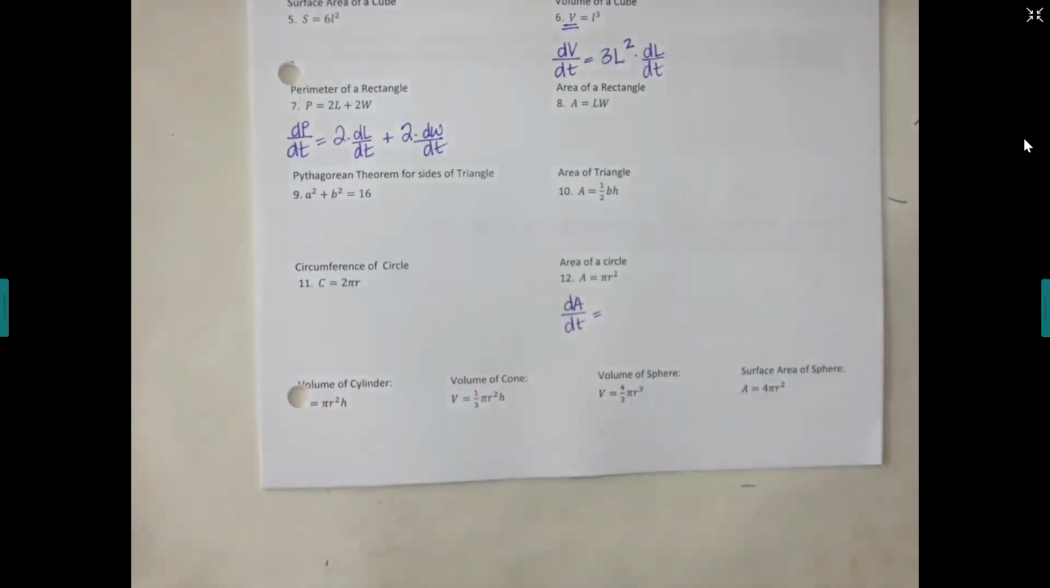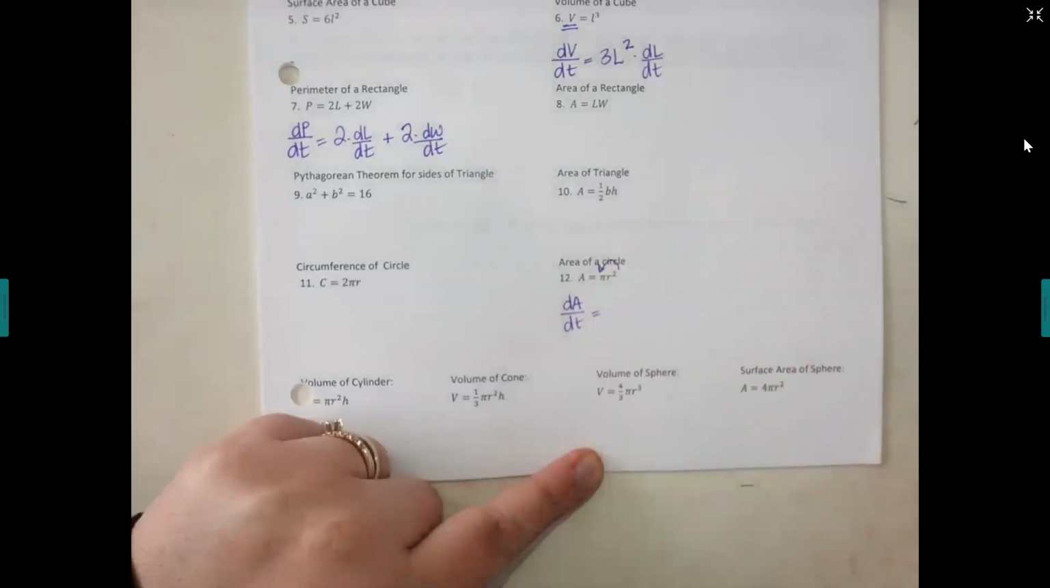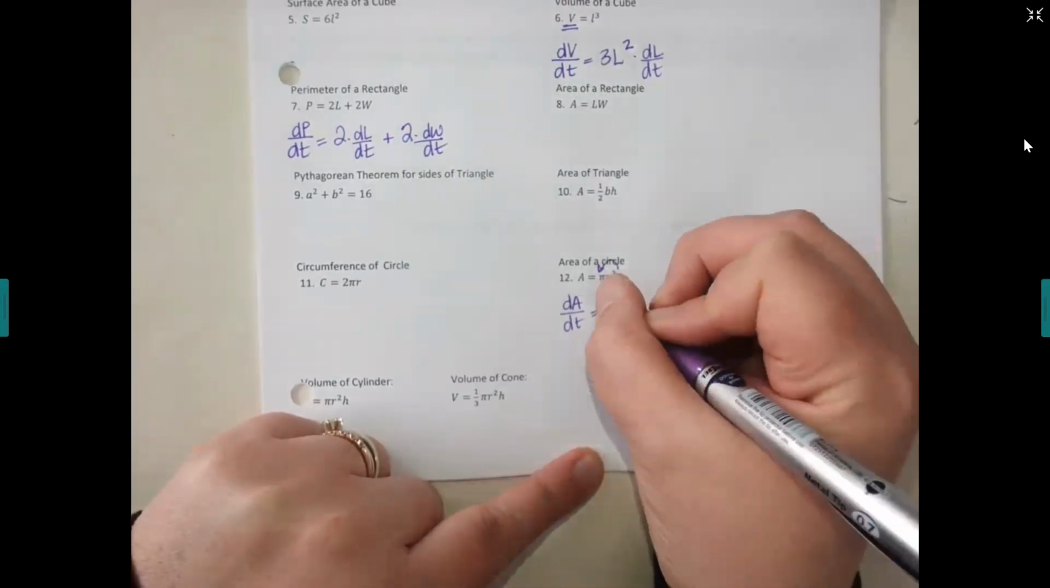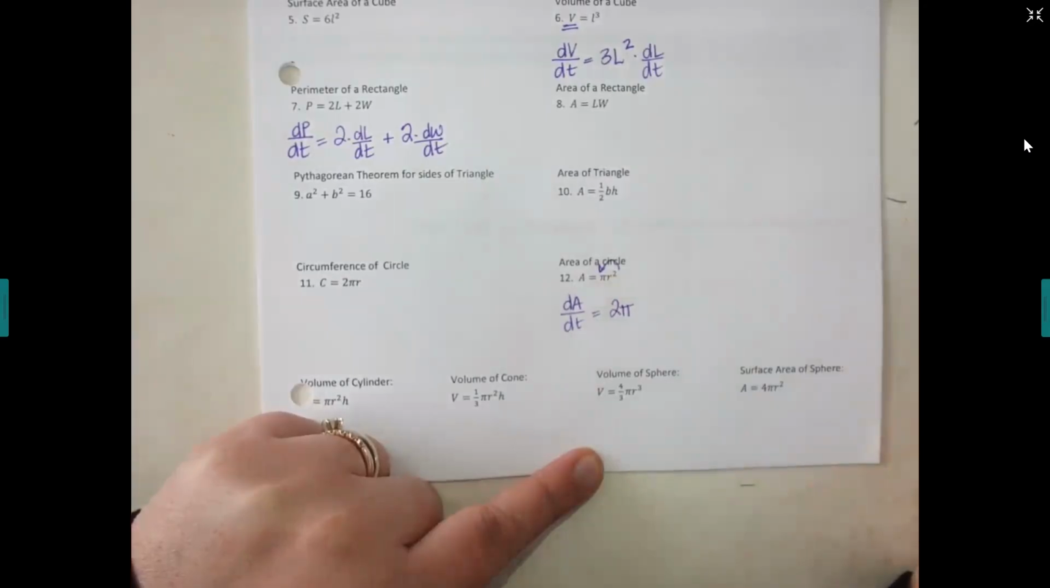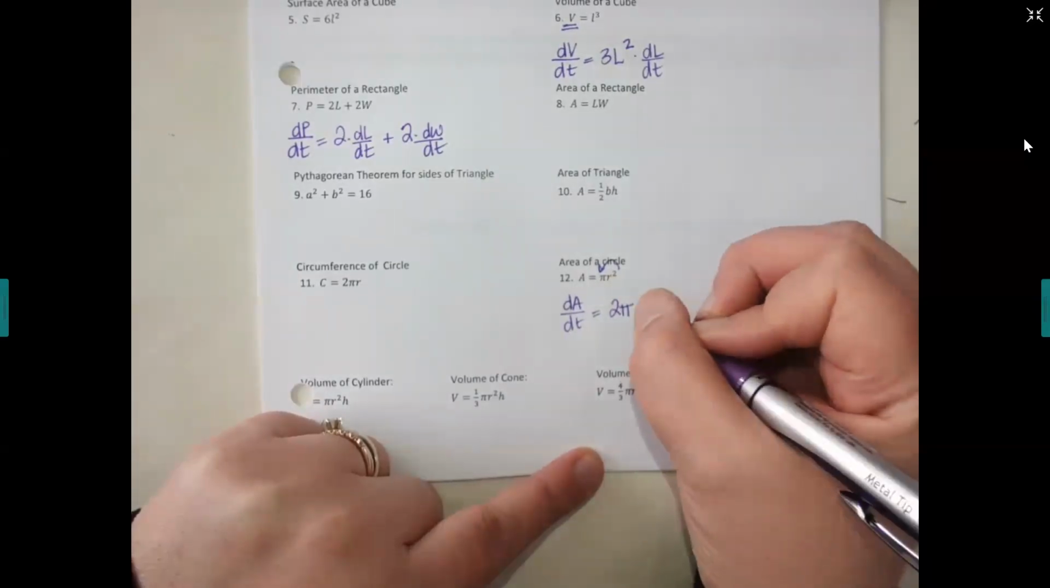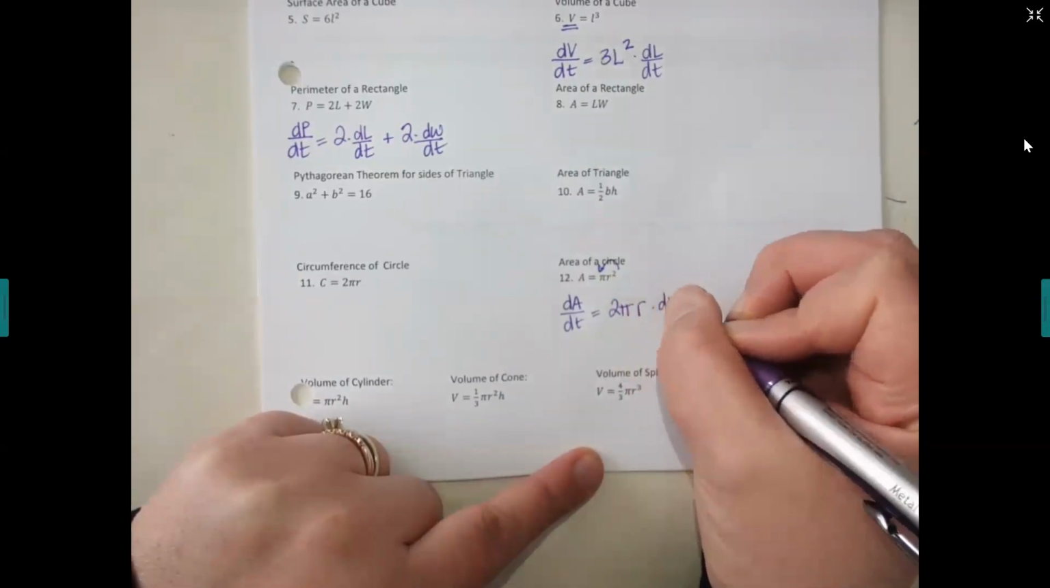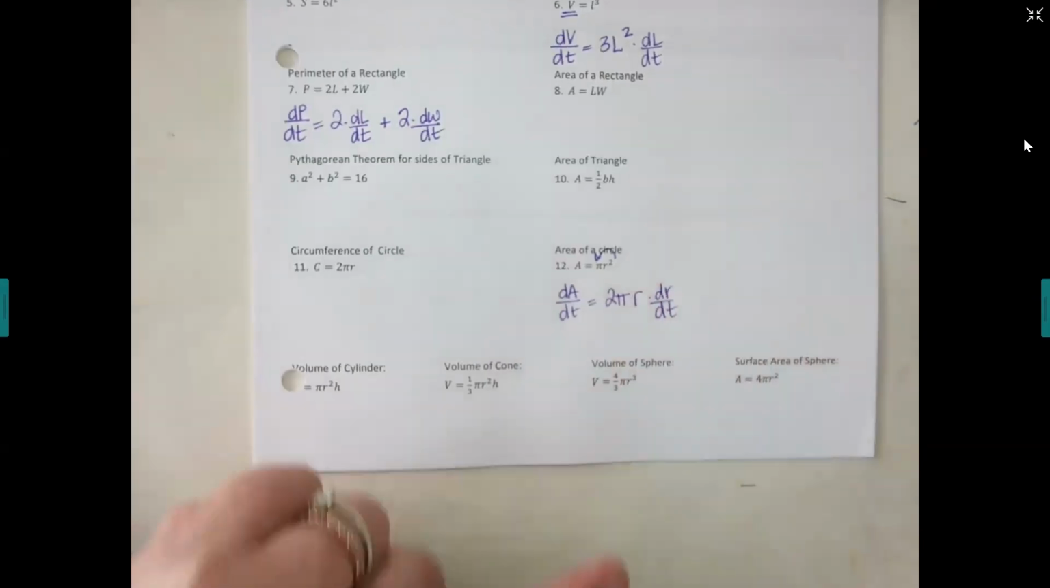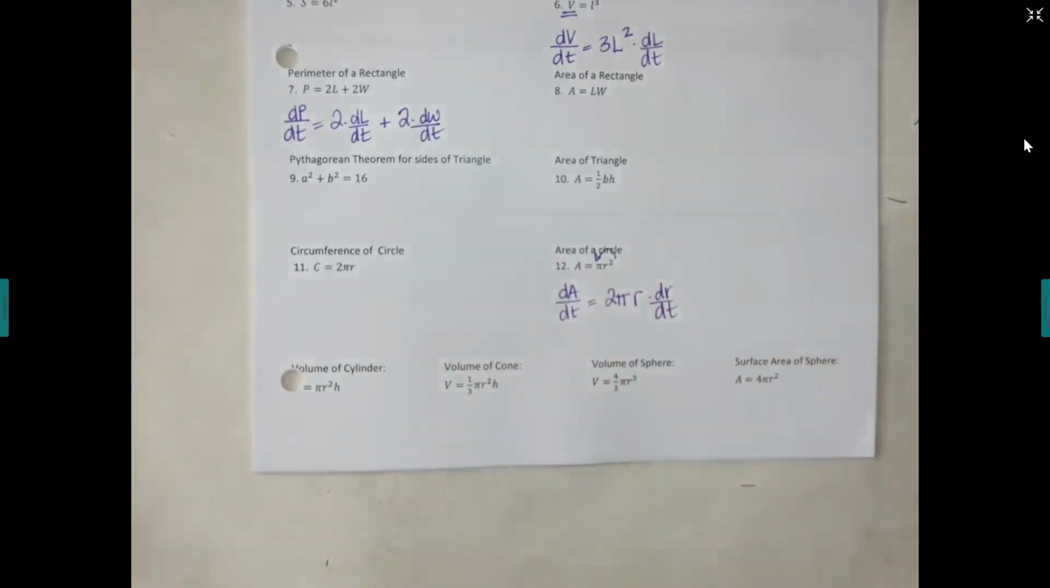Okay, on the other side, I'm going to bring my 2 down to the front. What do I have in the front now? 2 times pi is 2 pi. And then what do I do to my r squared? Now it's just r and then dr/dt. So whatever your letter is, if it's an L for length, W for width, R for radius, you're going to add d/dt of that letter to the end of your derivative.